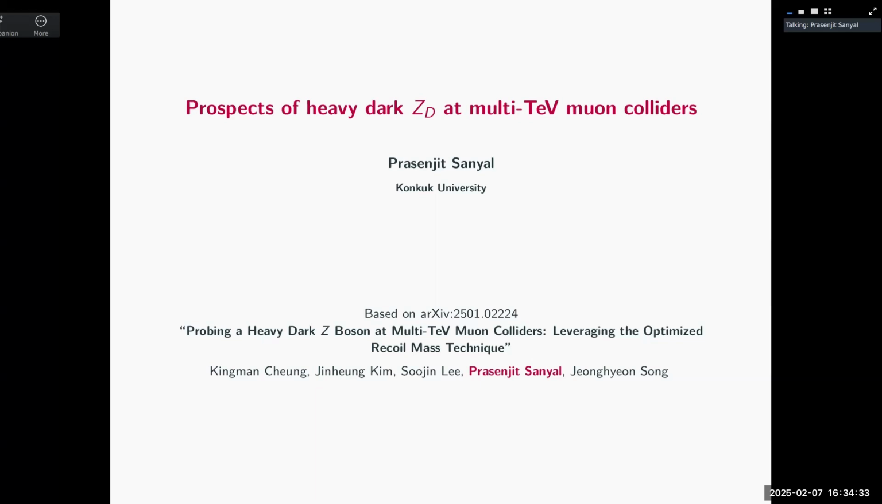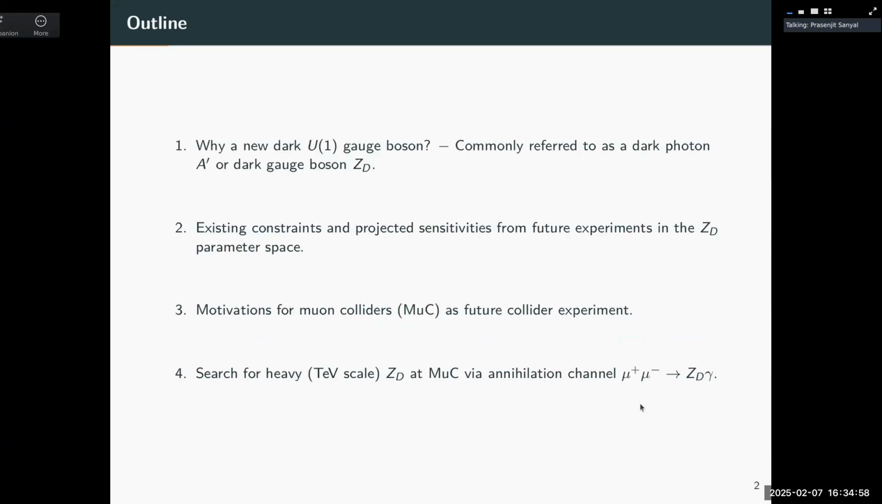Today's talk is prospects of heavy dark Z at multi-TeV muon colliders. I'm from Konkuk University, and the talk is based on my recent paper, which was done with my postdoc supervisor, Professor Jong Hyang Song, and Professor Kingman Cheung, and Jinung Kim and Sujin Lee, who are students of Professor Song. Okay, so let me start.